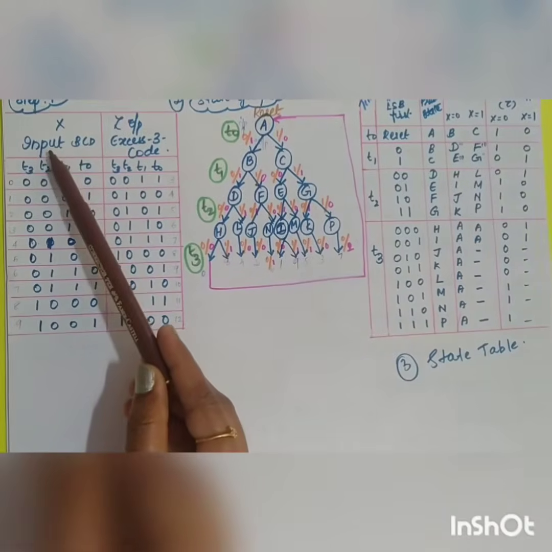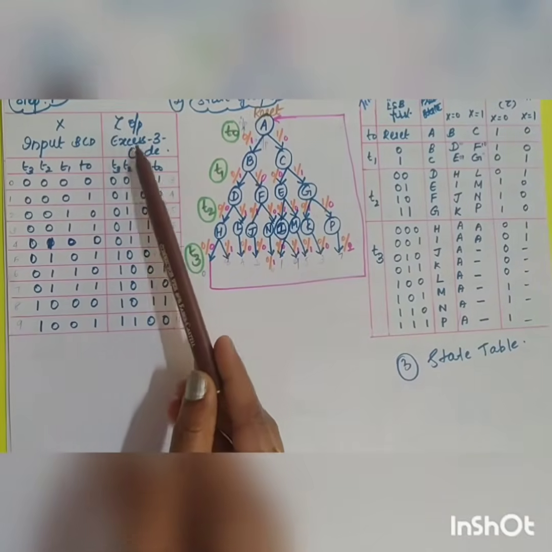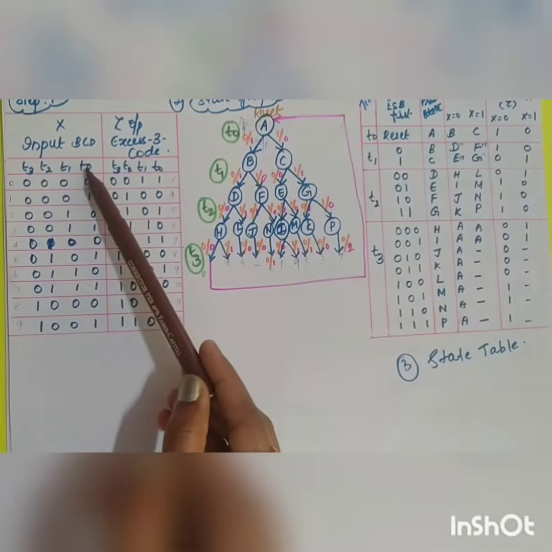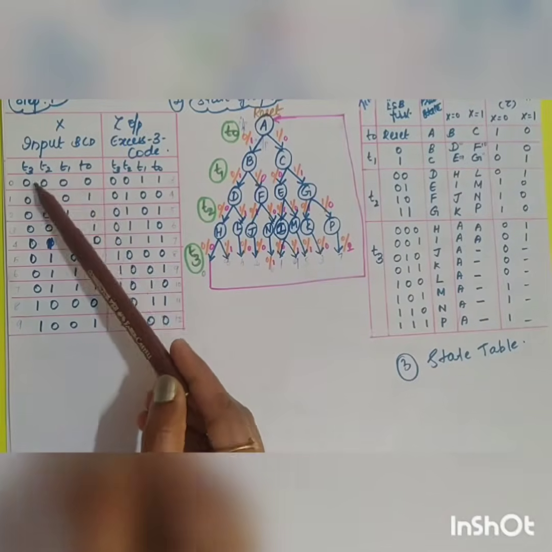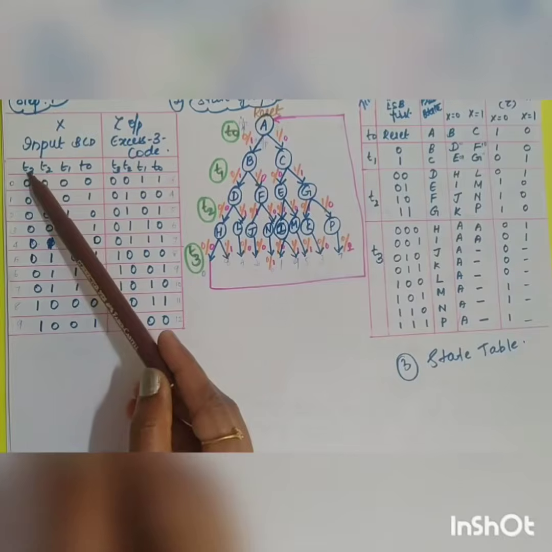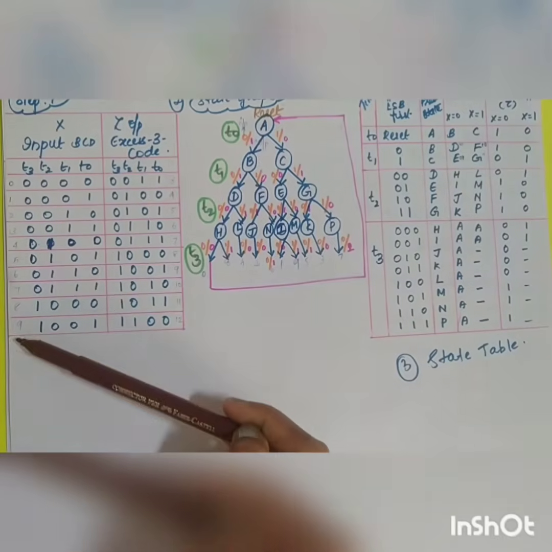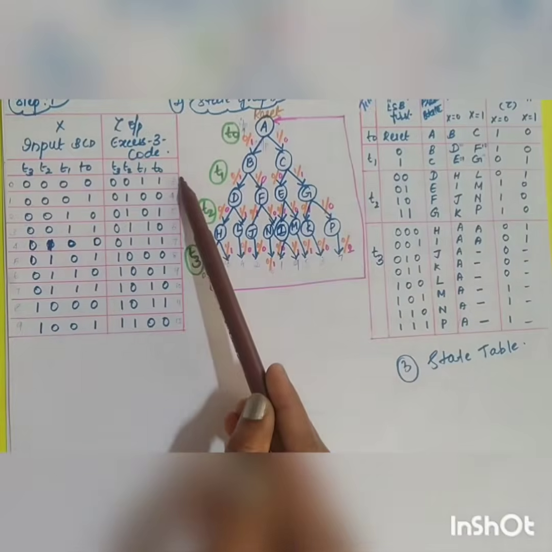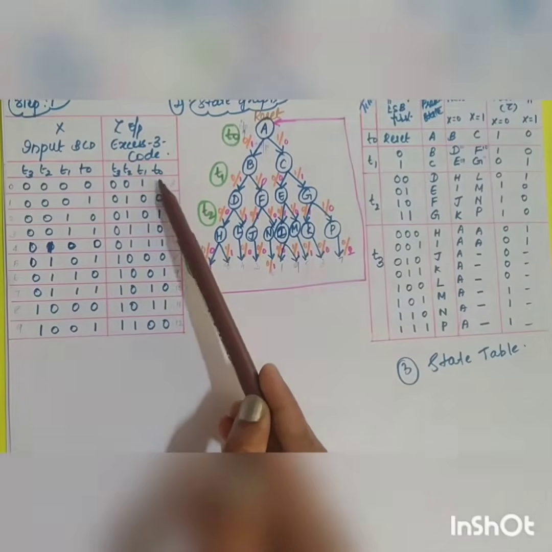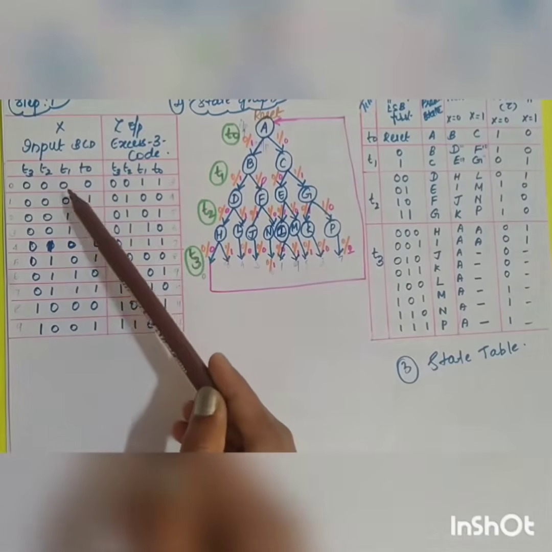Moving on to the first step, you write down the input. I'm taking X as the input BCD and Z as your output, the XS3 code. It is 4 variables, right? So T0, T1, T2, T3 at 4 instants of time. You are getting BCD 0 to 9 and you add 3 to the input so that you get the corresponding output.